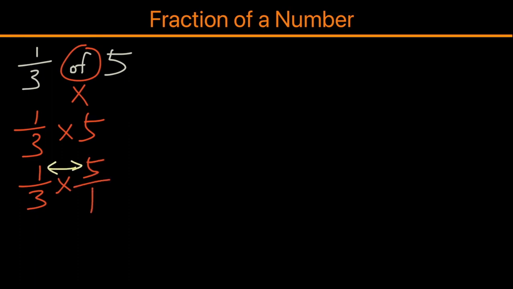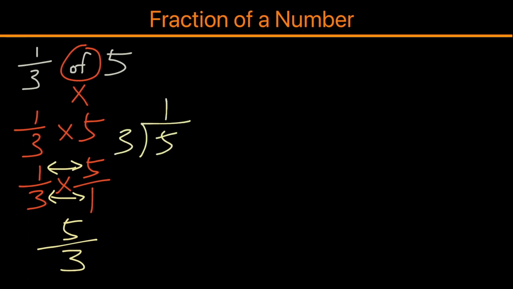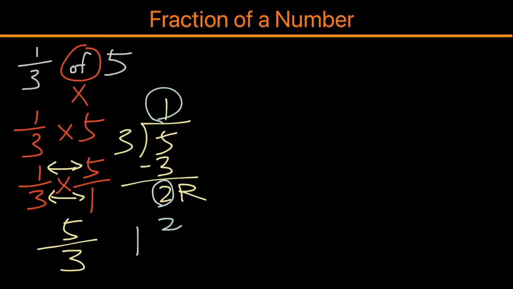Then we will simply multiply across, and that will become 5 over 3. Now we can see this is an improper fraction, so we're gonna convert it to a mixed number. To convert it to a mixed number, we can just divide the numerator by the denominator. 5 divided by 3 is 1. 5 minus 3 is 2. So we have 2 as a remainder. And the mixed number would be 1, 2 over 3.